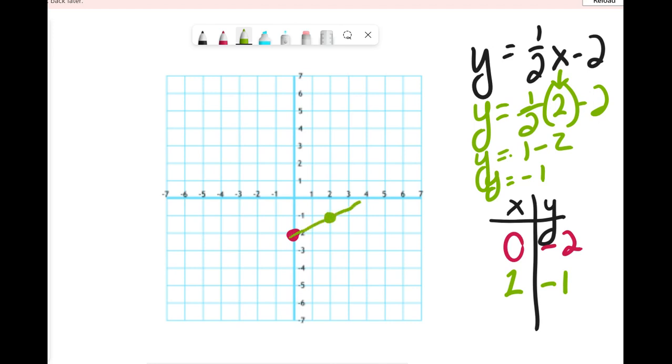And I can draw my line. I really only need 2 points to draw a straight line, and that's how I would graph by using substitution with both a whole number and a fraction in there.